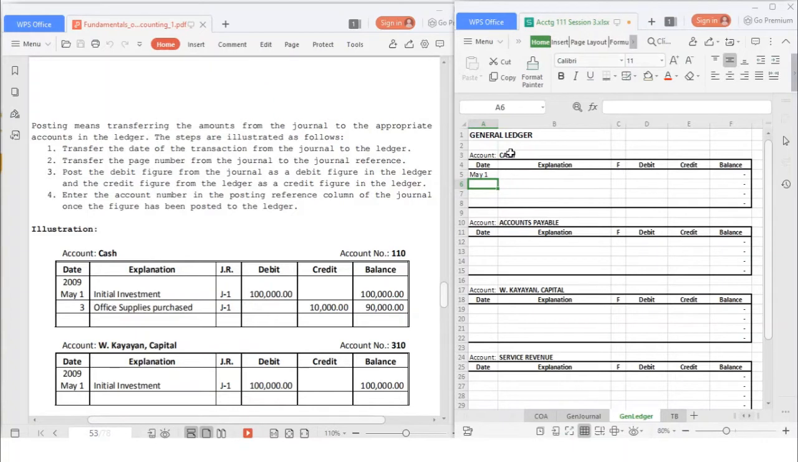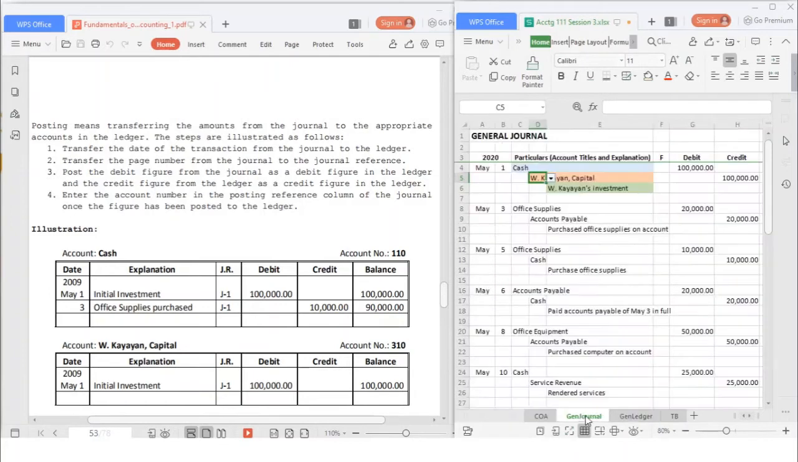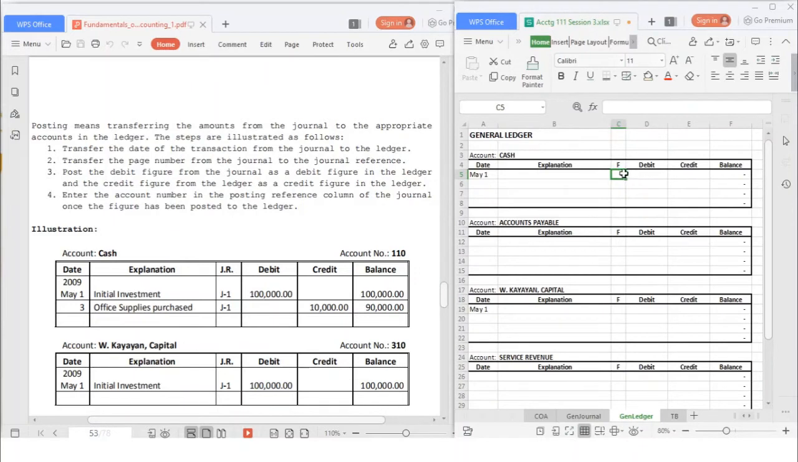Next, cash na siya o sa imuha pong capital account. Kasi sila man duha accounts affected. May 1 as well. Next, transfer the page number from the journal to the journal reference or imuhang folio. Let's just assume na everything is nala siya sa page 1. So, atong ibutang lang diha is J1. Diri pod is J1.